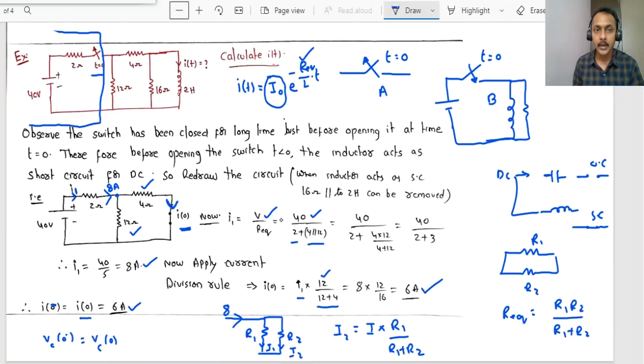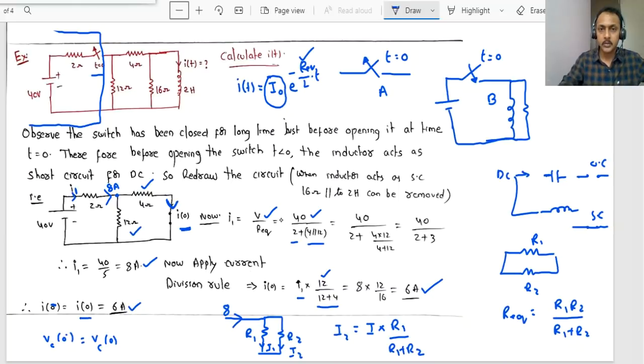Now we have discussed the example. If the initial current through the inductor is not given, as in this problem, we have to calculate it, because we know the total response I of t equals I naught into e power minus R by L into t. We have calculated I naught, nothing but the current flowing through the short circuited path, because when DC is applied, the inductor behaves like a short circuit in the steady state. Now the current we have calculated. Clear? This is what we have done.